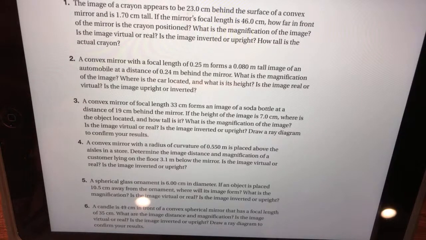Color stuff you've already learned before. I'm sure you guys already know the color stuff. And then a little bit of stuff on polarizing light, which really isn't too bad.